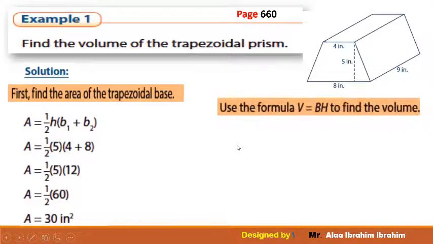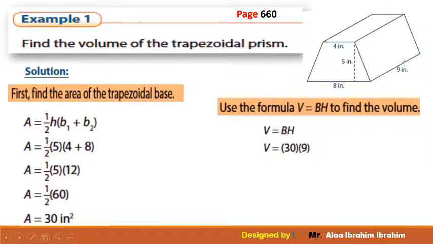Now I have to go into the other part. How to find my volume? Volume is B times H. I bring now B, the area of the base, 30. So I put my formula V, meaning volume, equals B times H. B here is 30. So 30 times the height, the distance between this base and the other base.